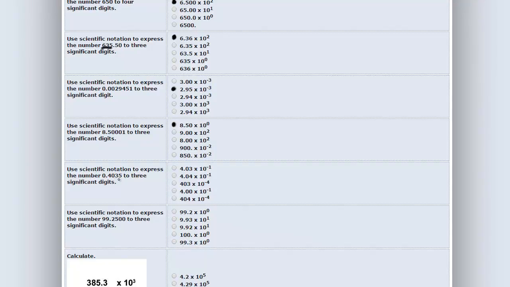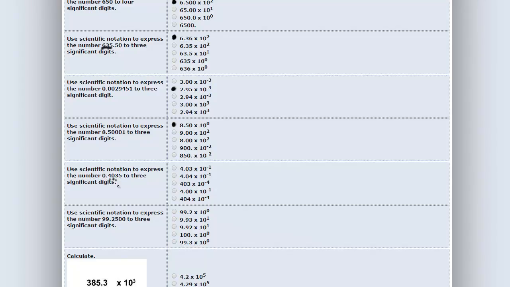Use scientific notation to express this number to three significant digits. 403, and then we have a 5 here. Three significant digits. So notice the number ends exactly in a 5. We want to go to these three digits. Since we have to go to this 5, we look at this digit here. This digit is a 3, so it rounds up to 0.404.